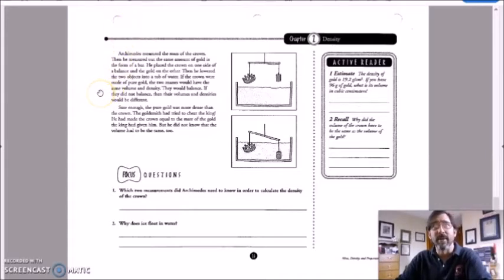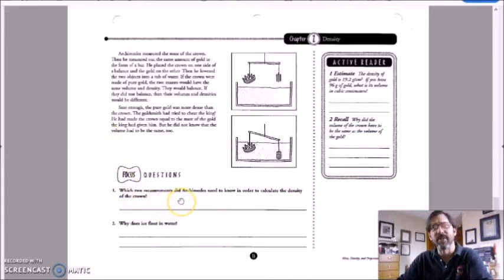If they did not balance, then their volumes and densities must be different. Sure enough, the pure gold was more dense than the crown. The goldsmith had tried to cheat the king. He had made the crown equal to the mass of the gold the king had given him, but he did not know that the volume had to be the same as well.